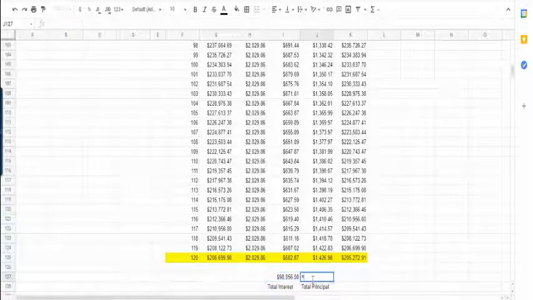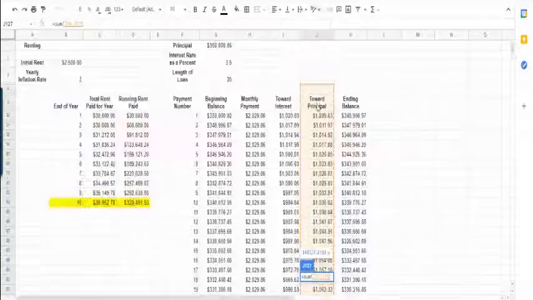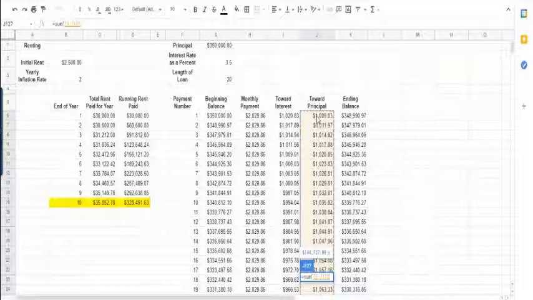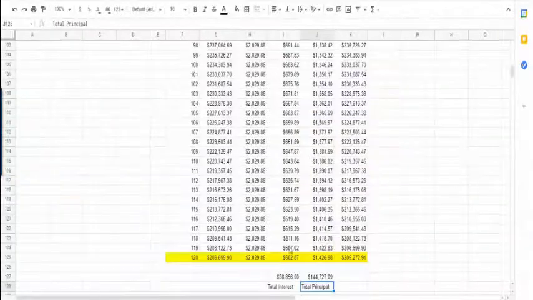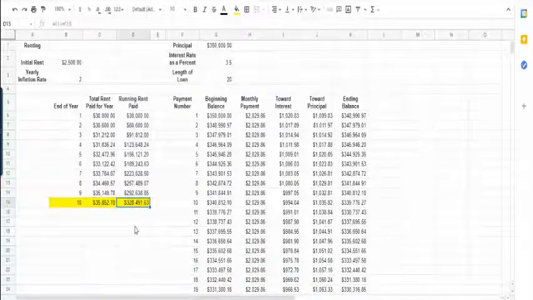Do that for principal. Equals sum, parenthesis. I wanted to add up everything I paid so far towards principal. Stop there because that's where I wanted to end. Close my parenthesis, enter. So at the end of 10 years, if I purchased a house, this is how much of it went to interest, and this is how much that I had paid towards principal. This is how much I still owe on the home after 10 years. Let's go look at the rent. After the end of the 10 years, this is how much I have paid total for 10 years worth of rent.